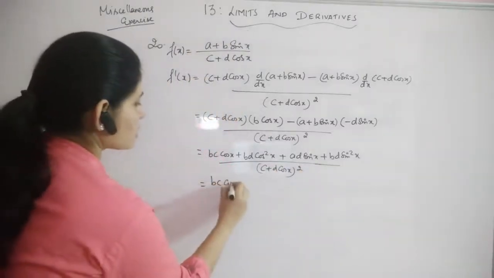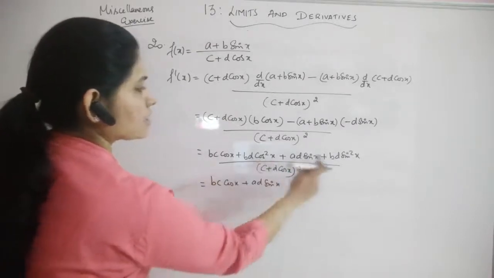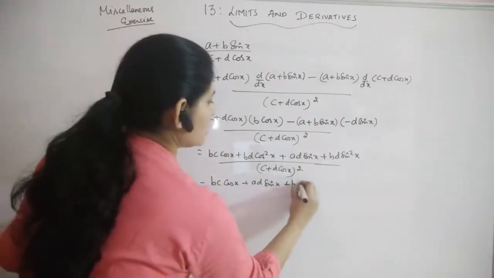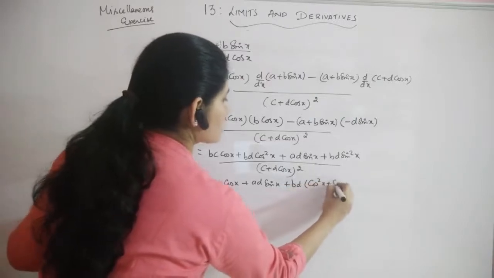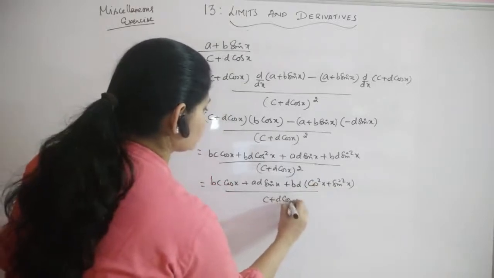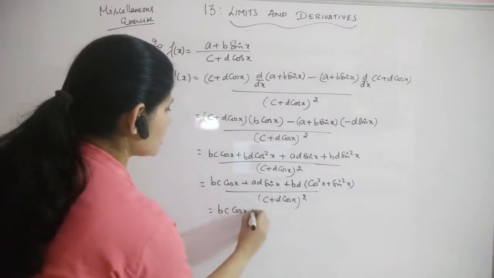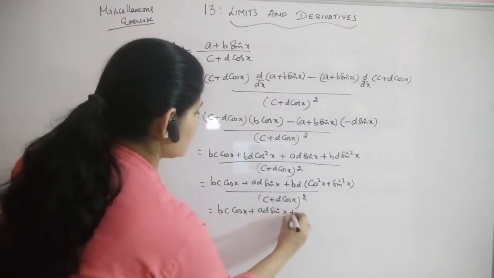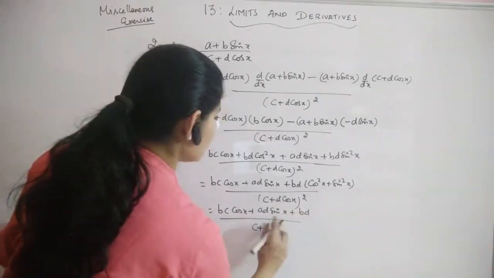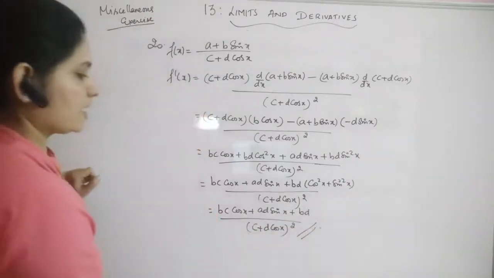Now bc cos x, and I am writing this term which is ad sin x, and here I can see bd is common. So I am just taking it out from these two terms so that I will get this as bd into (cos square x plus sin square x). That can be made as 1 so that this term gets reduced. So you will get bc cos x plus ad sin x plus bd into 1, so it is bd, divided by (c plus d cos x) the whole square. This much we can reduce. Okay.